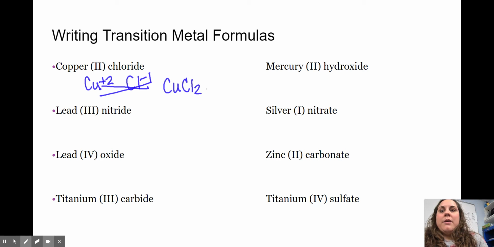Next, we have lead 3 nitride. So I have Pb for the lead. Its charge is the +3. Nitride is from the periodic table because it ends in the IDE. So it's just nitrogen, and its charge is -3. Those are the same. So when I cross them down, they cancel out, and we get PbN.